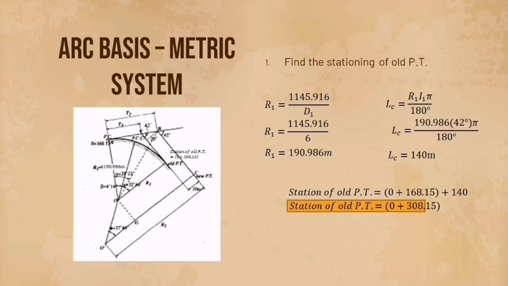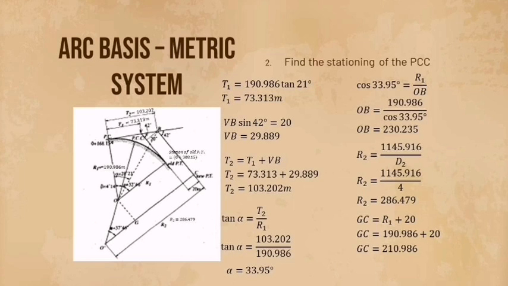Station of old PT equals 0 plus 168.15 plus 140. So after we compute that, we will get the answer of station of old PT equals 0 plus 308.15. So for number 2 of the arc basis metric system, find the stationing of the PCC.